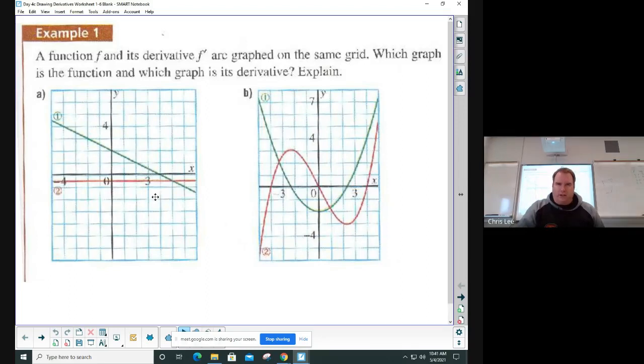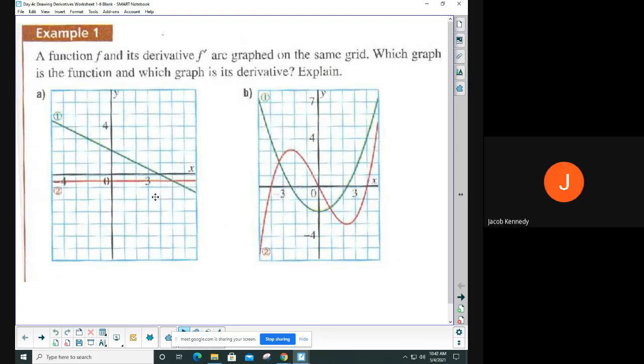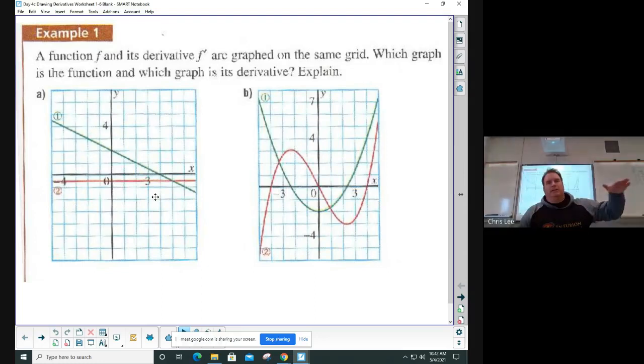Okay, so we've just been doing the Desmos activity called identifying derivatives. I just saw that the whole class has answered the first one. Jacob, can you show me again why you chose the green one as the original and the red one as the derivative? The green one has a slope of negative one. Good. And so that means the red one is always at negative one.